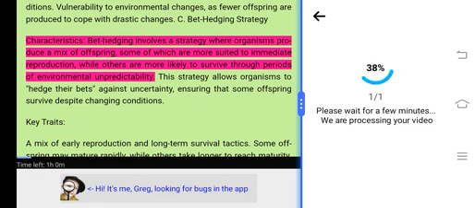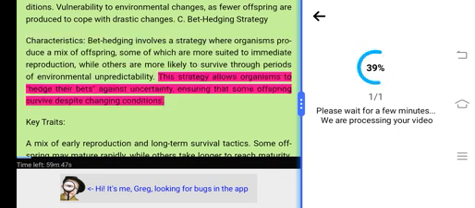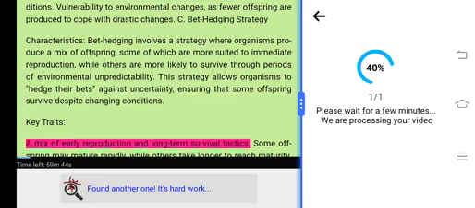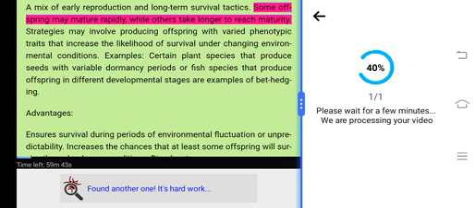Bet hedging involves a strategy where organisms produce a mix of offspring, some of which are more suited to immediate reproduction, while others are more likely to survive through periods of environmental unpredictability. This strategy allows organisms to hedge their bets against uncertainty, ensuring that some offspring survive despite changing conditions. Key traits. A mix of early reproduction and long-term survival tactics. Some offspring may mature rapidly, while others take longer to reach maturity.